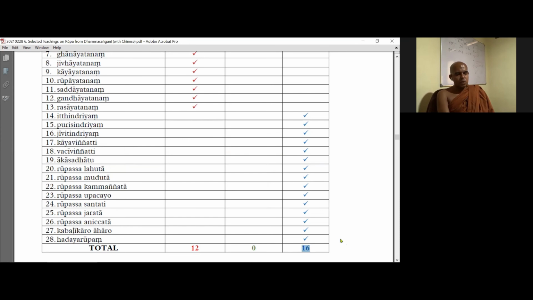Now, according to the aggregates, all types of rupa are called the rupa aggregate. According to the bases, which is very important, there are 12 bases. The mind, the chitta, is called manayatana, the mind base. But how about the cetasika, the mental factors? All types of mental factors become dhammayatana.